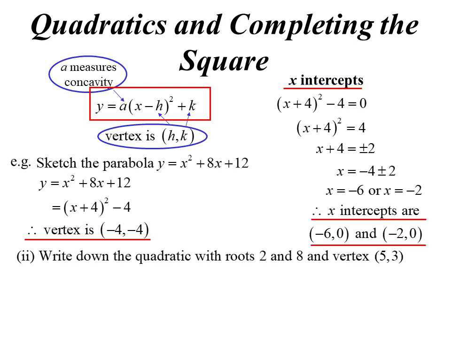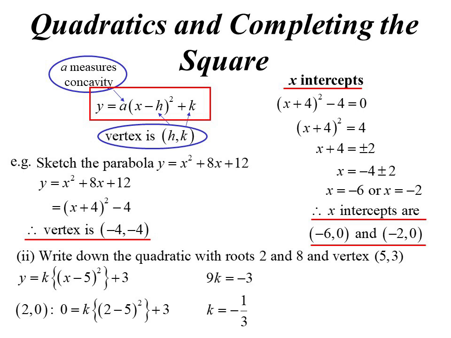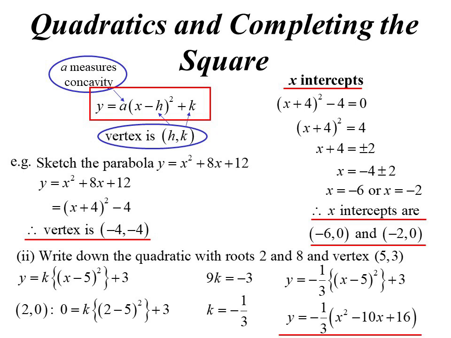Okay. This question we looked at the other day. Write down the quadratic with roots 2 and 8 and the vertex (5, 3). Well, if the vertex is (5, 3), then I know it must be in this form: some constant a outside of (x minus 5) squared plus 3. Sub in the point (2, 0). I could have just as easily subbed in (8, 0). And we get a equals minus a third, same as we got the other day. And so there's our quadratic. I could leave it like that, or if I expanded it out, I get the same answer we did the other day. So that's one pattern we could look at.